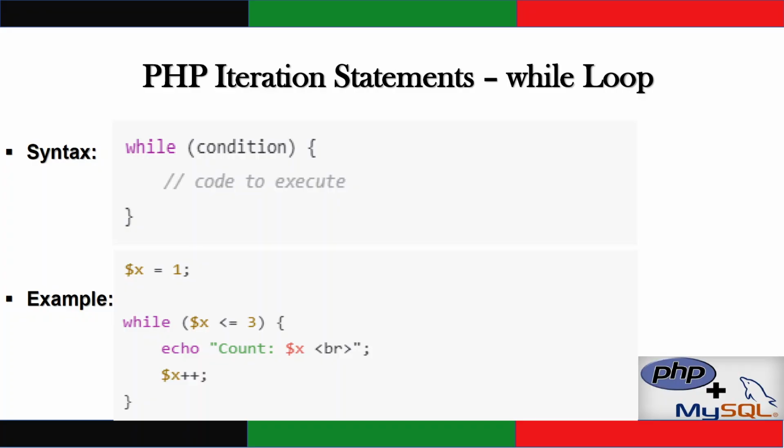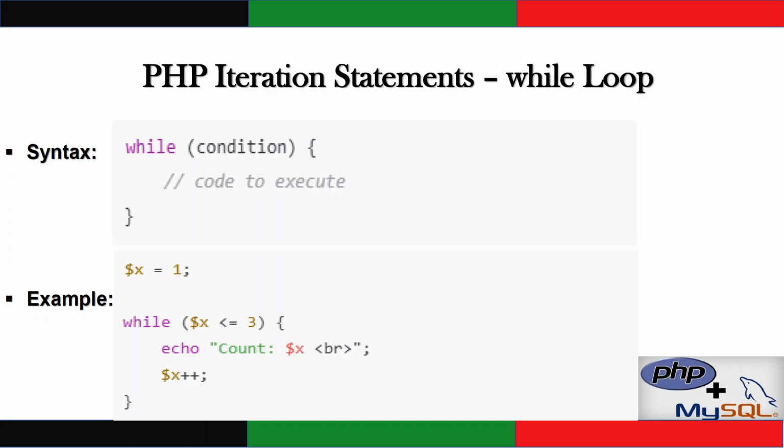So this is an example. We declare a variable x, and then we want to repeat our while loop as long as the value of x is still less than or equal to 3. Since we are starting from 1, we know that we're going to repeat this 3 times. So inside the while, we come to the condition first.